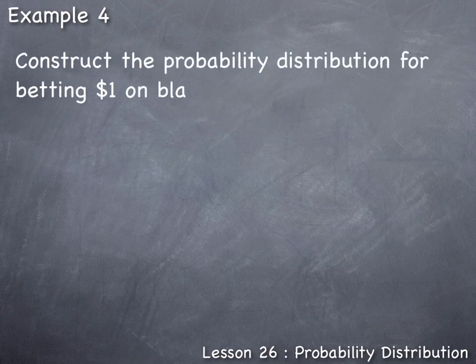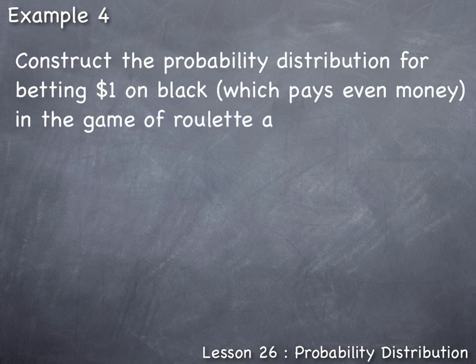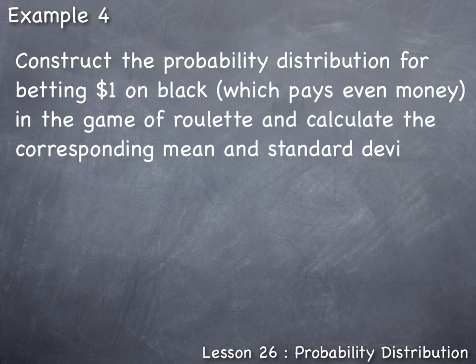Construct the probability distribution for betting $1 on black, which pays even money, in the game of roulette, and calculate the corresponding mean and standard deviation. So first we need to construct the probability distribution. To construct a probability distribution, we need to determine all the possible outcomes of this random process, along with the corresponding probabilities of those outcomes.